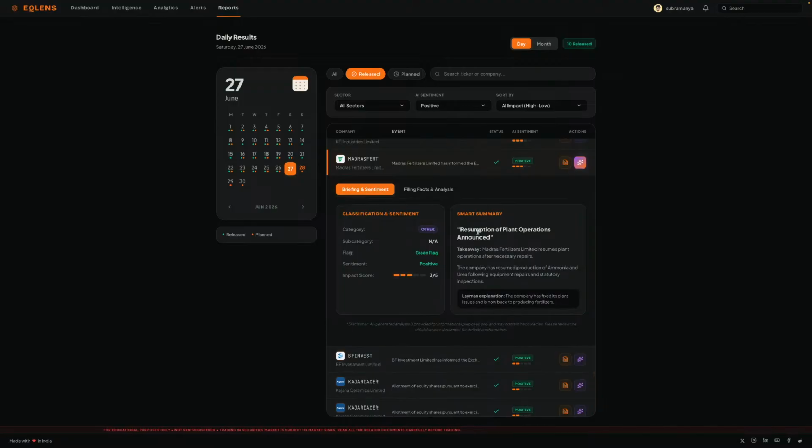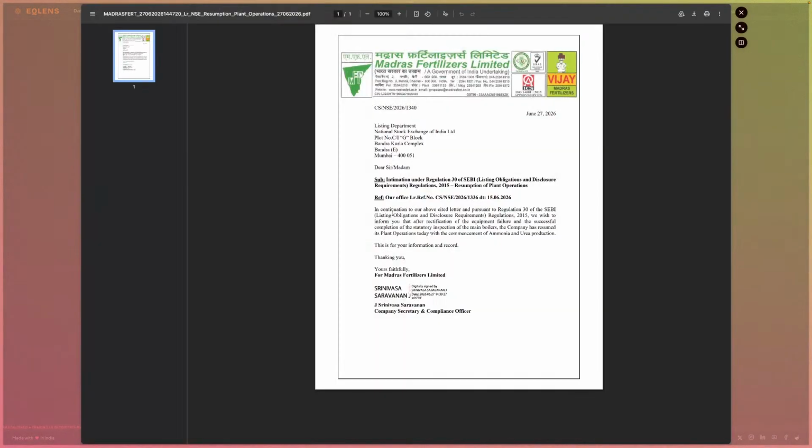Madras Fertilizer resumption of plant operation announced. All right, this one I think we are following up on. So there was one of the plants which went for maintenance or something, and then it's back. That's what the news is about, I believe. Under the SEBI listing obligations, we wish to inform you that after rectification of equipment failures and successful completion of the statutory inspection of boilers, the company has resumed the plant operation, which is Madras Fertilizer Limited.